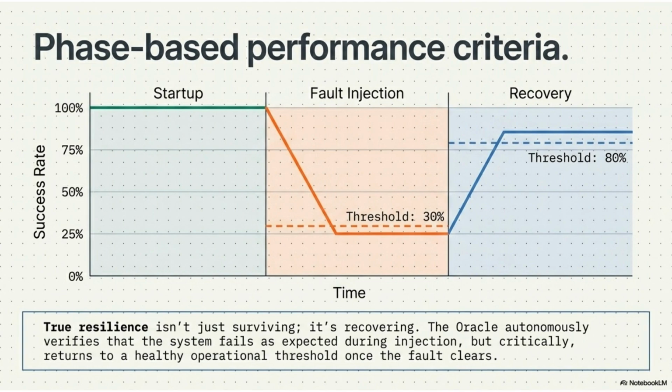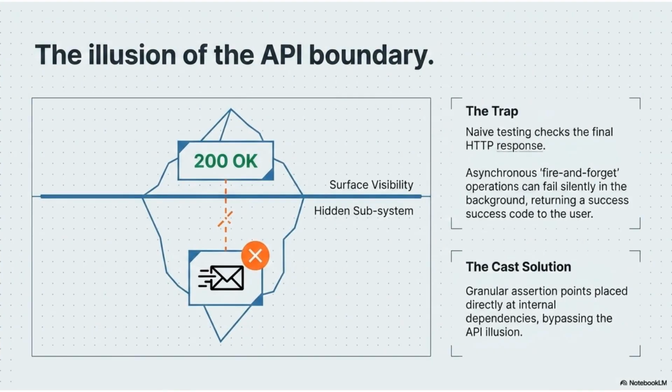Resilience is defined by phase-based performance criteria: startup, fault injection, and recovery. The oracle verifies expected failure during injection, and critically, a return to a healthy operational threshold upon fault clearance. Naive testing can fall for the illusion of the API boundary, where an HTTP 200 OK masks hidden subsystem failures. CAST places granular assertion points at internal dependencies, bypassing this illusion.